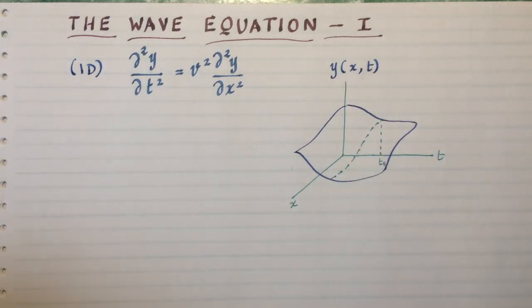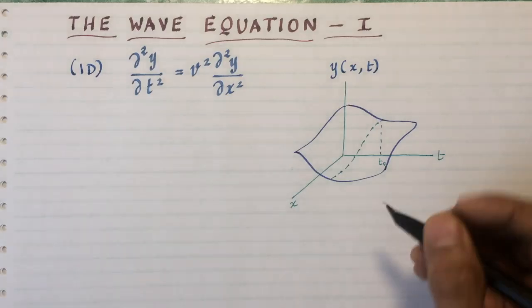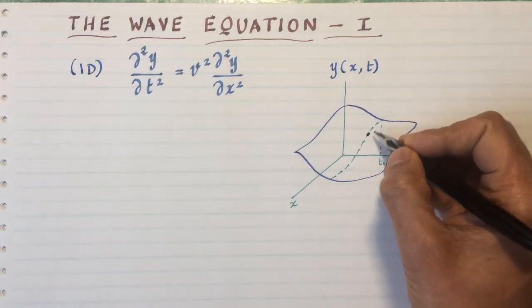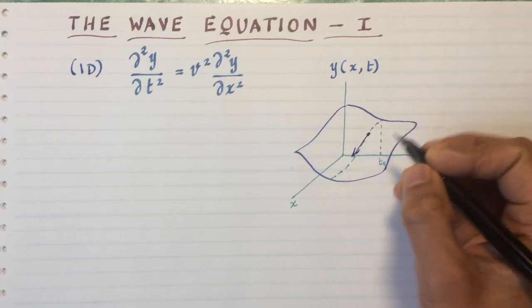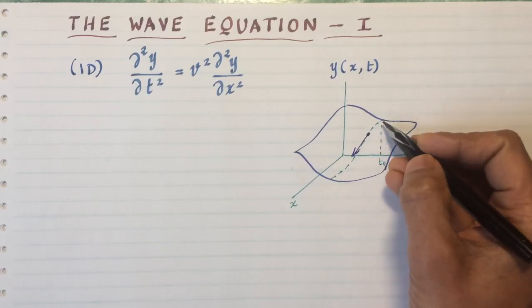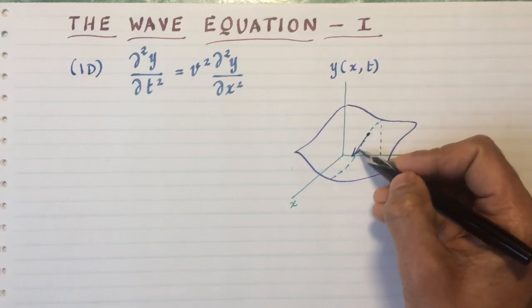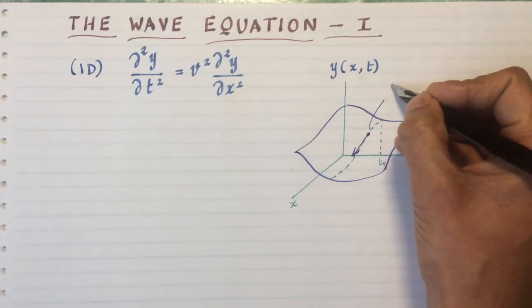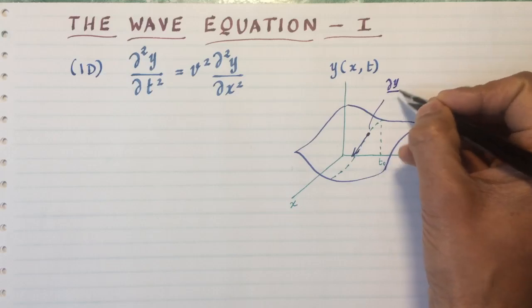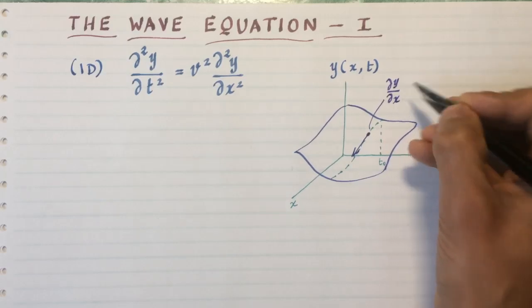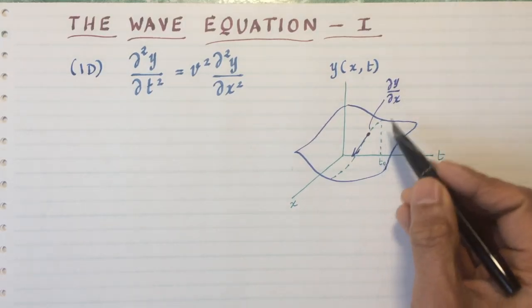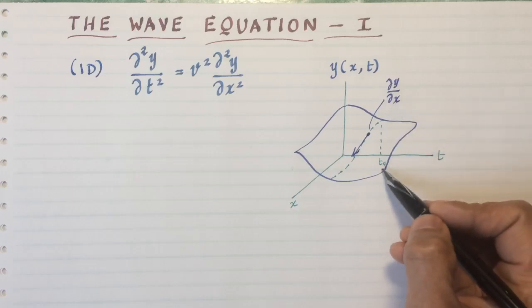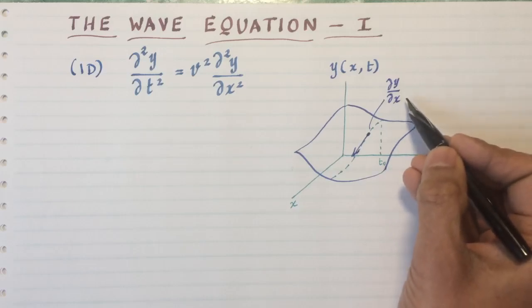The partial derivative with respect to x would be the tangent vector you would get when you find the derivative, which is the slope of this curve at constant time. So this would be the meaning of del y by del x. In other words, the partial derivative is same as the ordinary derivative, except with time kept constant.